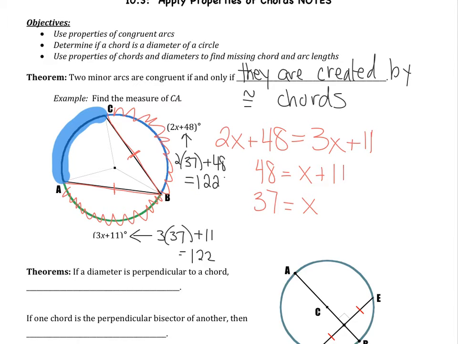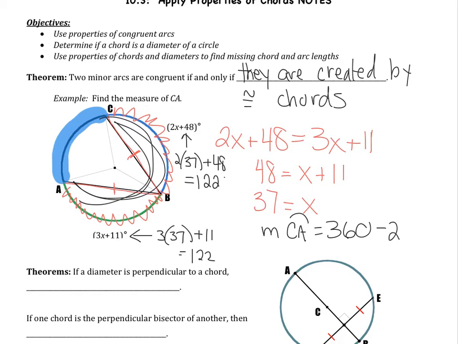So now, how does that help me find arc CA? Well, the whole circle, remember, is 360. So the measure of arc CA is going to equal 360 minus what these two add up to. So 122 plus 122 is 244. So I take that away from 360, and I would get 116 degrees.